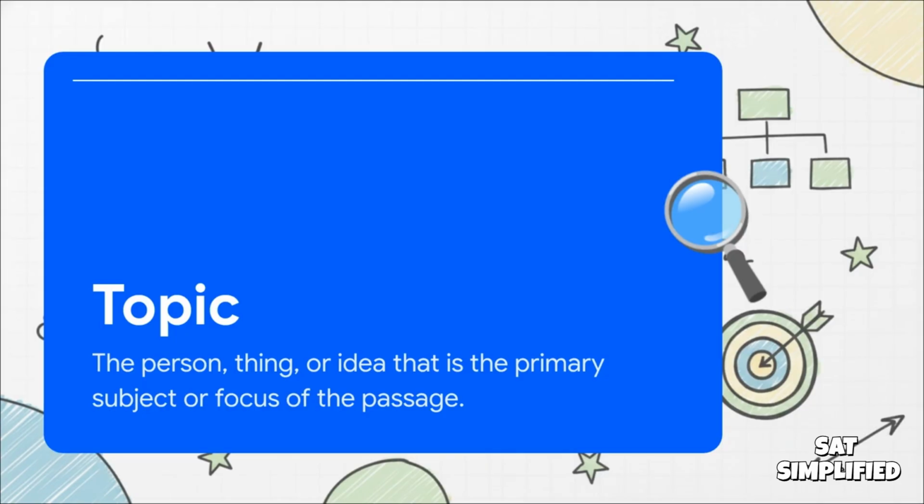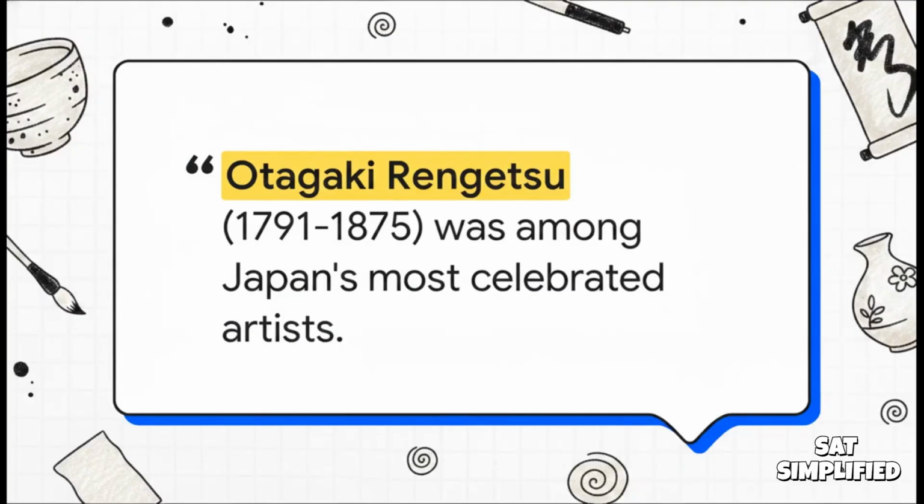And the best part? Because digital exam passages are pretty short, this topic is almost always introduced in the very first sentence, or at least right after it. This brilliantly illustrates how a text just gives itself away right from the jump. Listen to this opening sentence. Admired primarily for her exquisite calligraphy, Otagaki Rengetsu was among Japan's most celebrated artists.